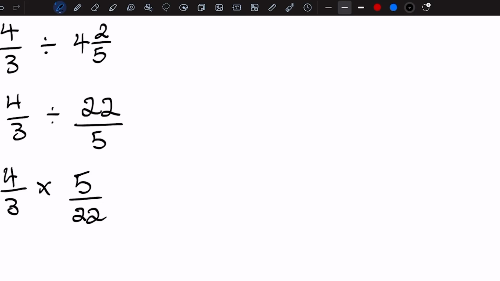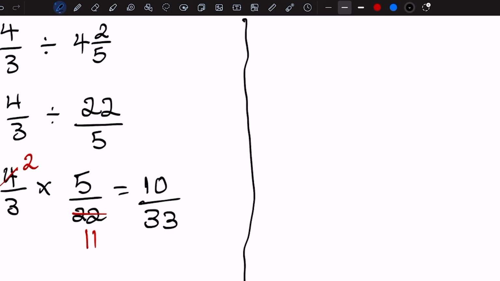Bam. All right. So look to see if anything can be simplified. Both 4 and 22 are even numbers, so 2 can go into them. I'm going to go back to my color scheme. 2 into 4 goes 2 times, 2 into 22 goes 11 times. So it's 2 times 5, that's 10, and then 3 times 11, that's 33. So that would be our answer: 10 over 33.